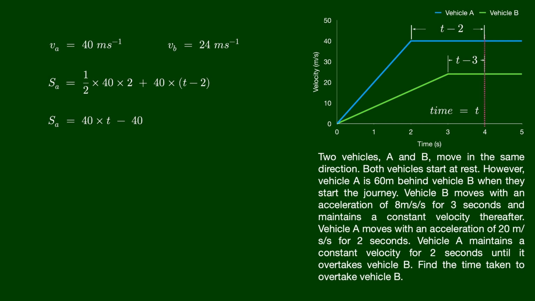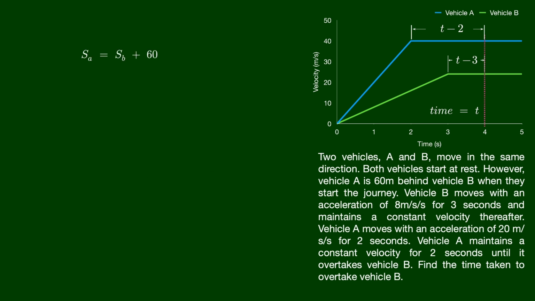The distance traveled by vehicle A is given by this expression, which is a function of time. Let's call it S of A. In the same manner, we can calculate the distance traveled by vehicle B, which is given by this expression, which is a function of time. Let's call it S of B. The distance traveled by vehicle A is 60 meters more than the distance traveled by vehicle B.